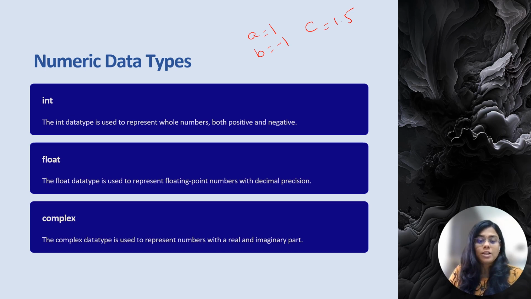Next, we look at the most used data type in the fields of research, that is the complex data type. The complex data type is used to represent numbers with a real and an imaginary part. For example, we say d is equals to a plus bi. So this particular data type is a complex data type.